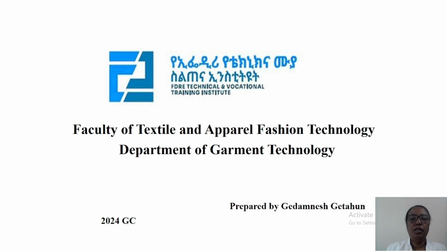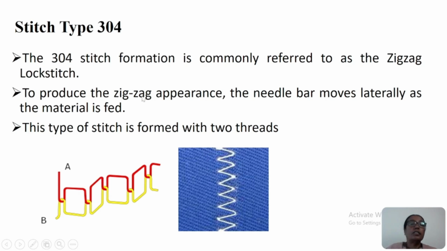Hello everyone. Now we are going to see stitch 304. It is under class 300. This stitch type is commonly referred to as the zigzag lock stitch. You'll see this figure. It is zigzag.